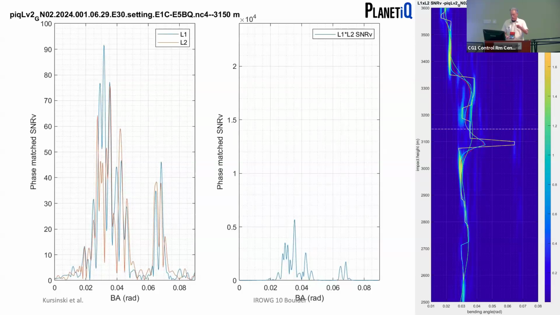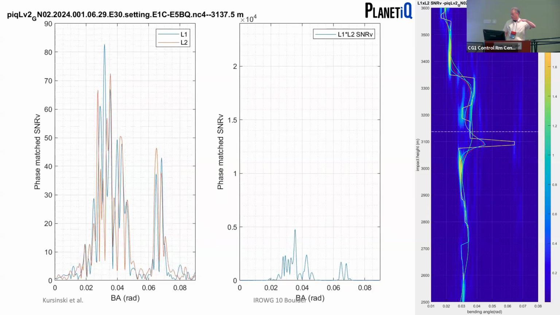On the horizontal axis is bending angle, and on the vertical axis is the SNR coming out of the phase matching. In the middle, I've multiplied L1 and L2 in this case to try to pick out the peaks that are common to both. And on the right is the bending angle profile.